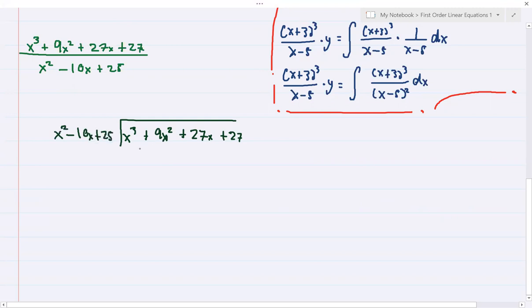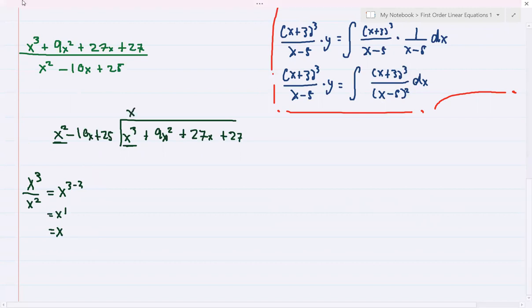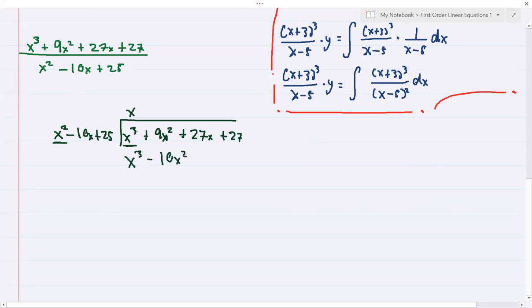So first things first, get the first term and divide it by this one. So x cubed divided by x squared. If you're going to divide x cubed by x squared, this would be x raised to 3 minus 2, which would be x raised to 1, or x. So you're going to put it here. So this would be x. So x times x squared gives x cubed, minus x times 10x gives 10x squared, plus 25x.